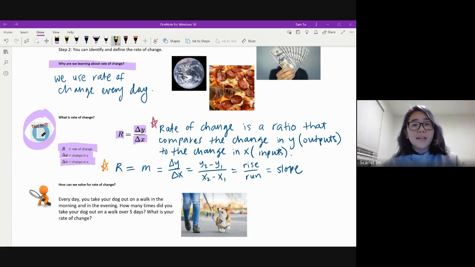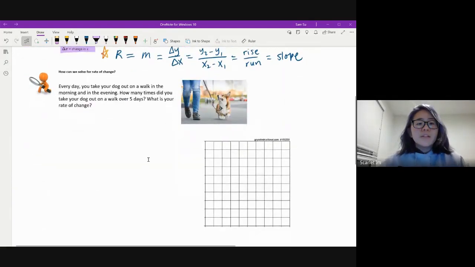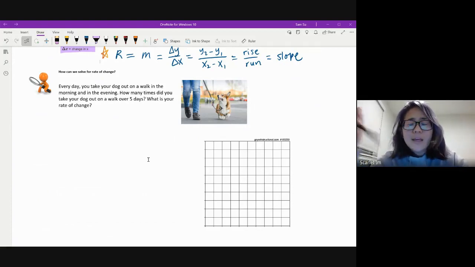So let's see how this applies to real life. All right. So when you see this human with the little magnifying glass, I want you to really just observe, to watch what I'm doing. So you don't necessarily have to take down notes, but it's really important that you're really asking yourself, why is Miss M doing it this way? And what does that mean? And if you have any questions, always pause the video, rewatch it, slow it down, or even Google it yourself, okay? So let's begin. So further, we have this word problem. Every day, you take your dog out on a walk in the morning and in the evening. How many times did you take your dog out on a walk over 5 days?